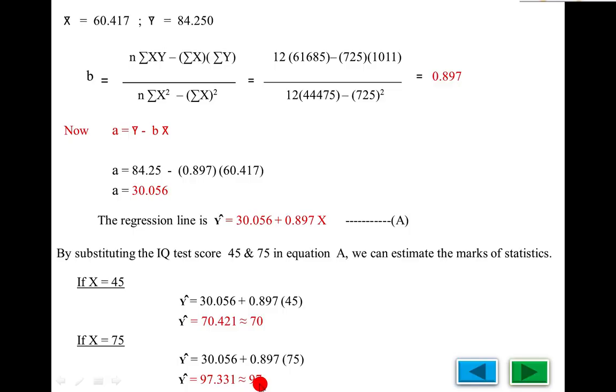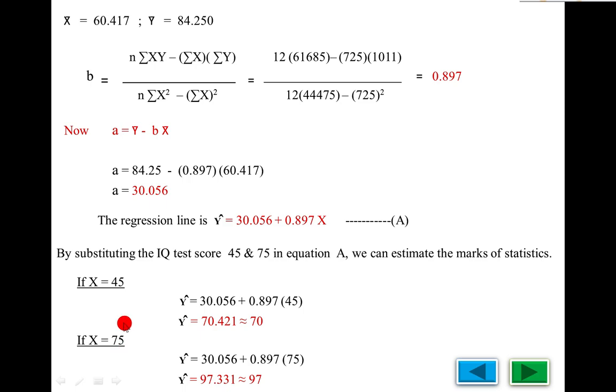Okay, so if you substitute the value of x, the independent variable, in the fitted equation, either the lower side or upper side, more than, both are called extrapolation. Estimation is called extrapolation. Extrapolate means to find, to estimate.